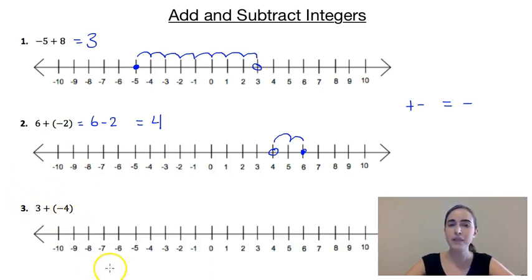Let's have a look at a similar question. This one is 3 plus -4. So we're going to start at 3. And because we're adding a negative, we're going to move to the left. So we're going to move 4 places. So 1, 2, 3, 4. And we're going to end up at -1. So you can say that that would be the same thing as if that plus minus was just a minus, 3 minus 4 would give us -1.